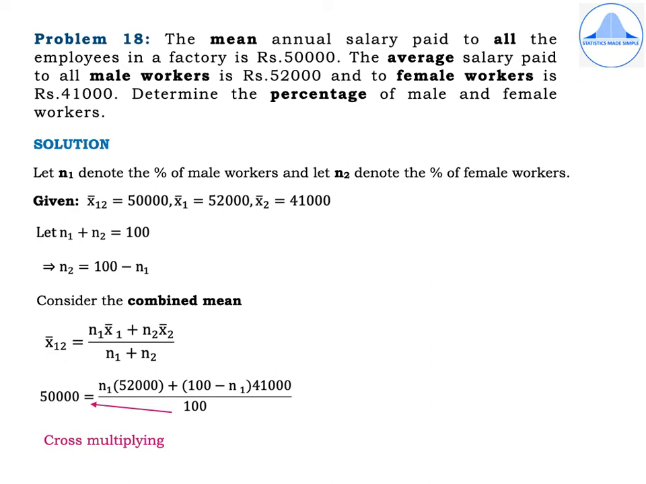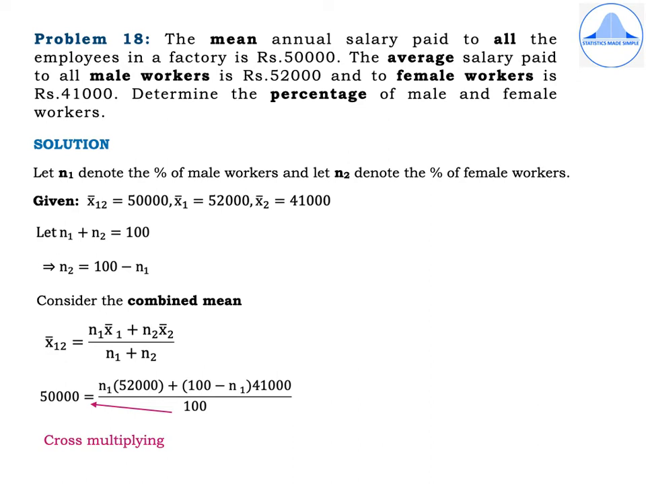Problem 18. The mean annual salary paid to all the employees in a factory is rupees 50,000. The average salary paid to all the male workers is rupees 52,000 and to female workers is rupees 41,000. Determine the percentage of male and female workers.